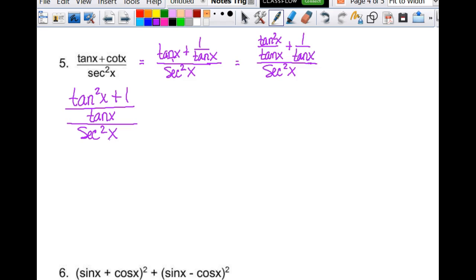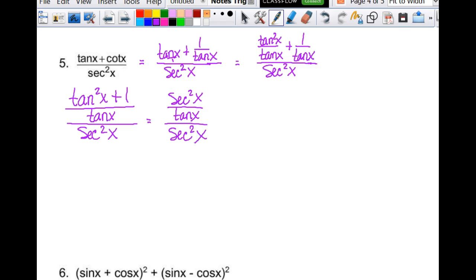Okay. Any ideas on what might be helpful to change next? Look at your identities, so it's not just me walking you through it. What do you think would be a good substitution here? What would I replace for secant squared x? Tangent squared x plus 1, because you have tangent squared x plus 1 equals secant squared x, right? So that's good here. So now that means I'm going to replace this. This is going to be secant squared x over tangent x divided by secant squared x, right?